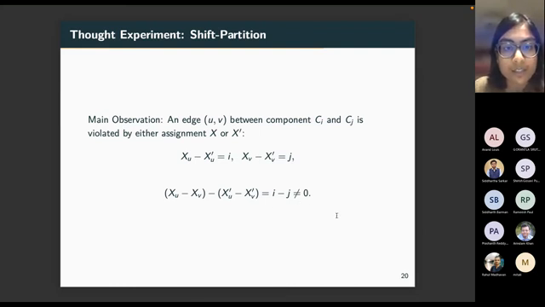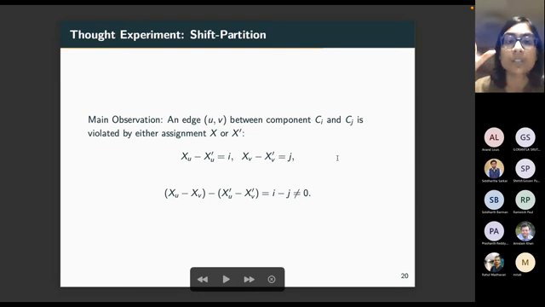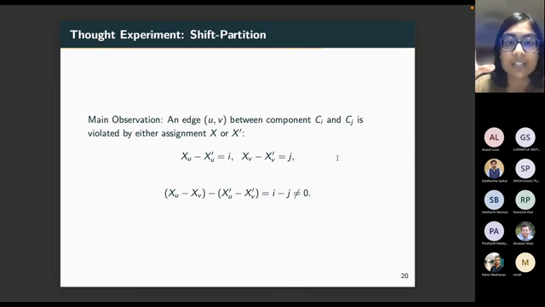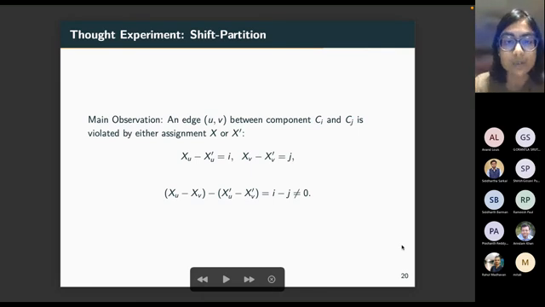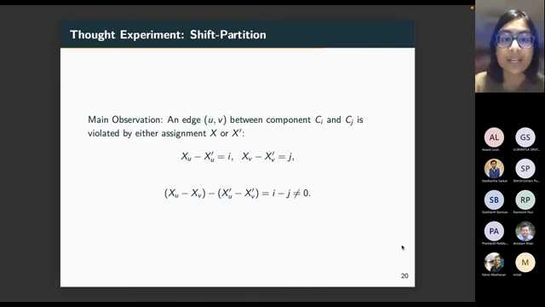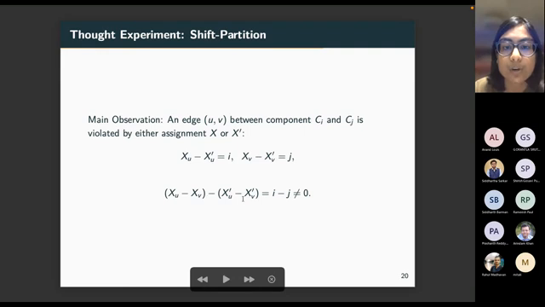So what does this mean? Suppose the edge was satisfied by both the assignments. We would have that xu minus xv is equal to the label on the edge, and so is xu prime minus xv prime. And therefore, if we subtracted these two quantities, they would have been 0. So that's why it cannot be satisfied by both the assignments.